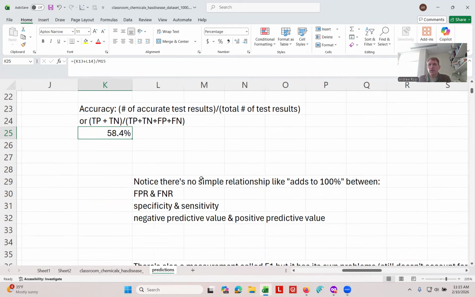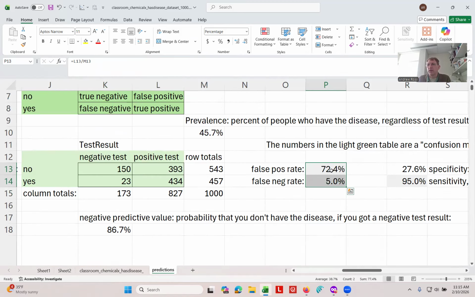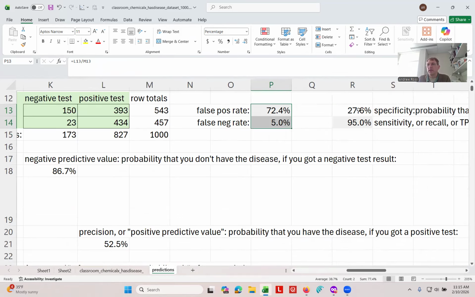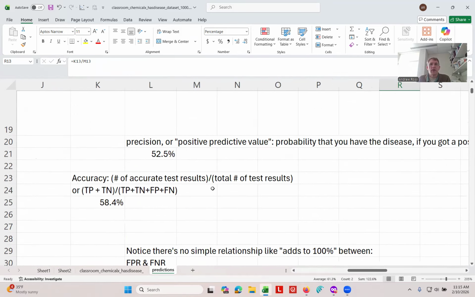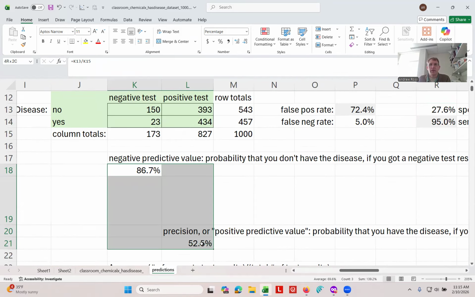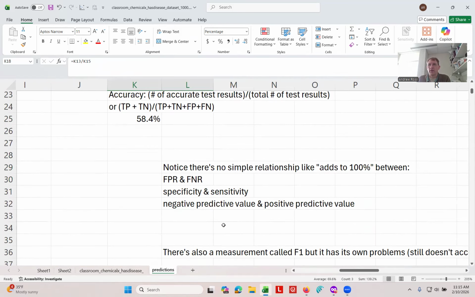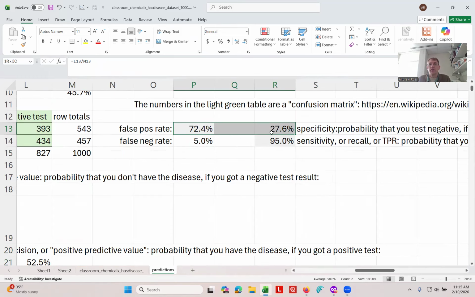Let's notice that there's no simple relationship, like these things adding to 100, between things like the false positive and false negative rate. 72 plus 5 is not 100. Between specificity and sensitivity, 27 plus 95 is not 100. Negative predictive value and positive predictive value, 86 plus 52 is not 100. So we can't go hoping for simple situations there. It is true that the false positive rate plus the specificity adds to 100, and the false negative rate plus the sensitivity adds to 100.